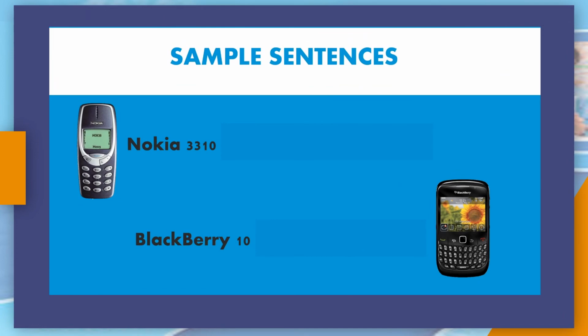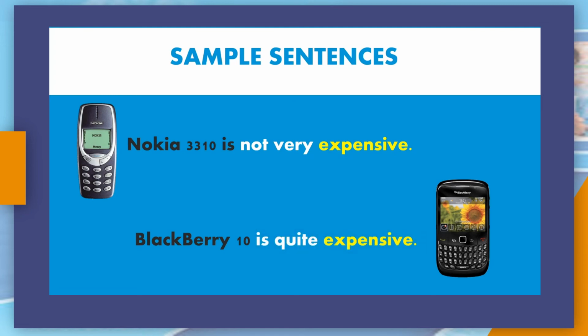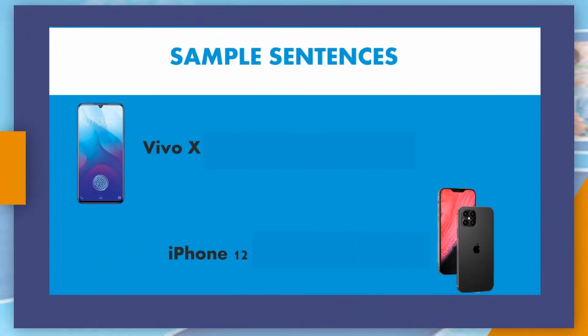Number 1. The name of the phone is Nokia 3310. The first thing, you look here. Nokia 3310 is not very expensive. The second one, BlackBerry 10 is quite expensive. And then we have the next one. Vivo X is very expensive. And then the last one, iPhone 12 is really expensive. So that's how you differentiate between the adverbs of degree. We have not very, quite, very, and really.